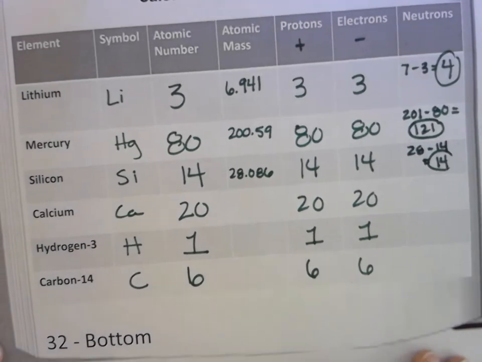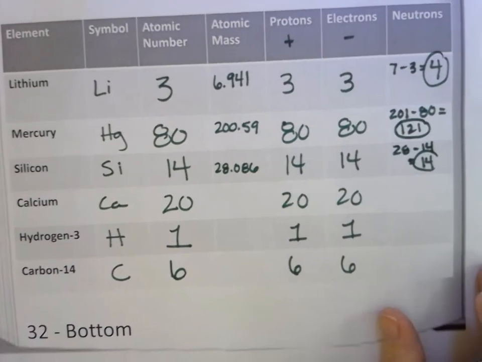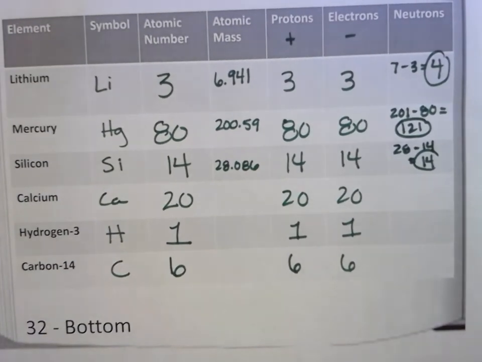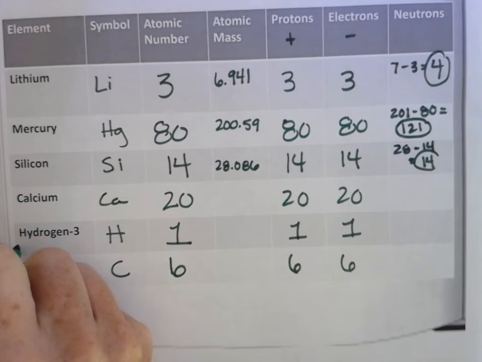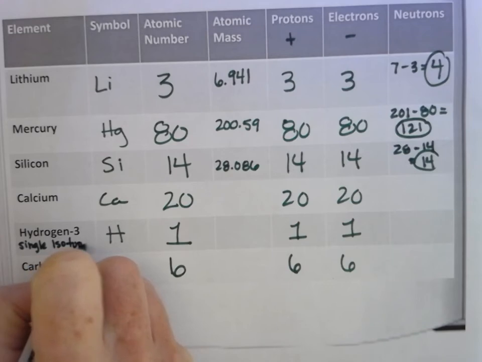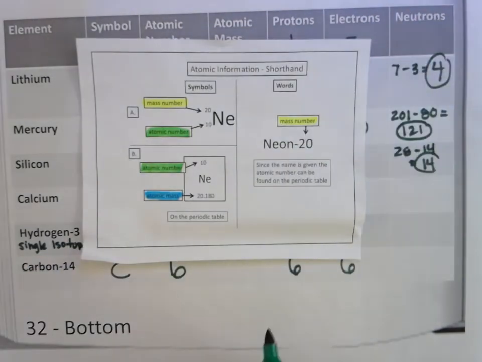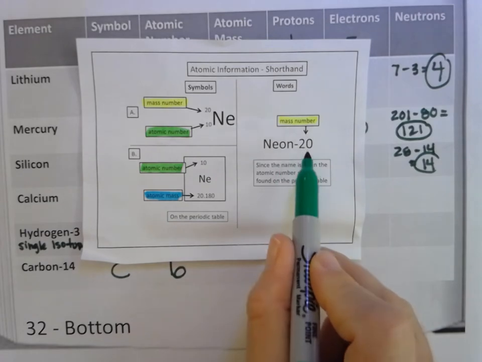Alright, we're going to skip over calcium. It's just like these top 3. You can do that on your own. Do make sure you fill that in for your notebook check. Now hydrogen, here it says hydrogen 3, so that's different. This is a single isotope. I know because the 3 is at the end. And the 3 on the back is the mass number. It is the mass number.